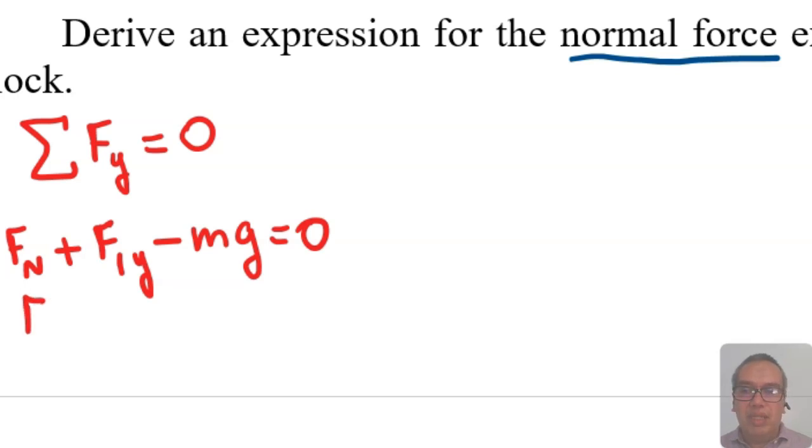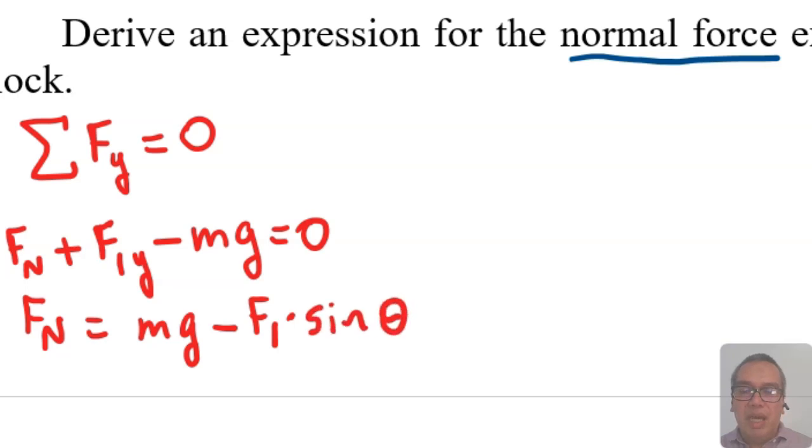So you get that the normal force is equal to gravitational force minus, from trigonometry, you know that the opposite leg of this triangle will be F1 times the sine of the angle. And so that is the answer that you're looking for.